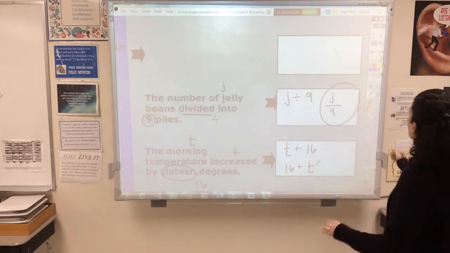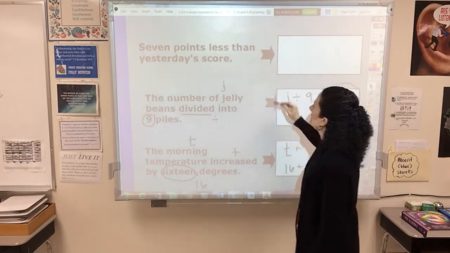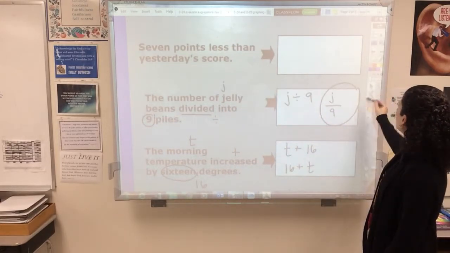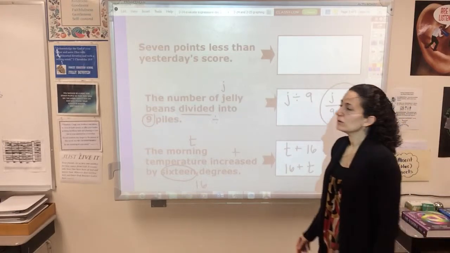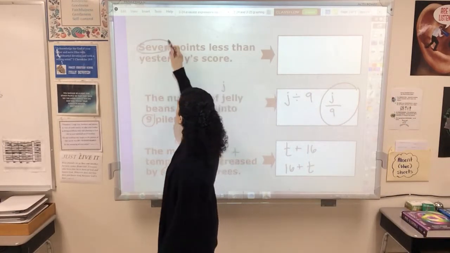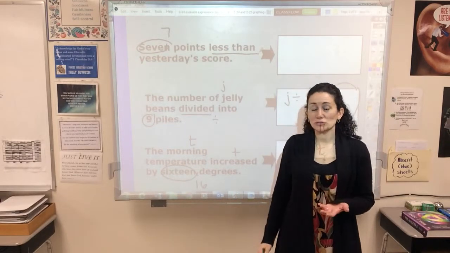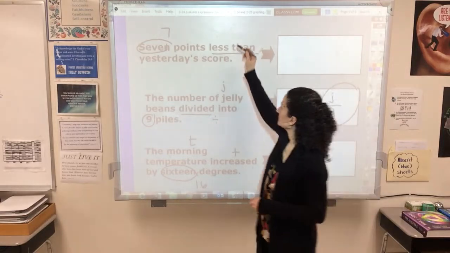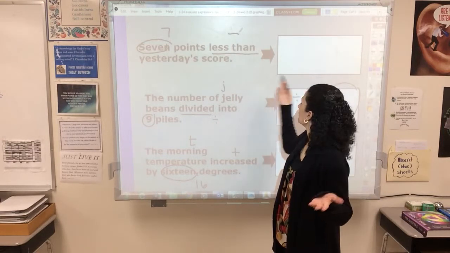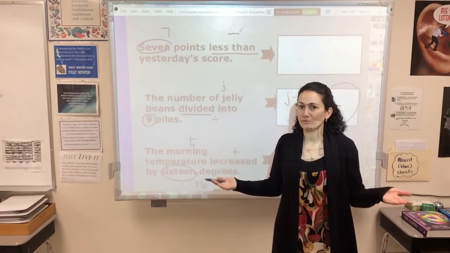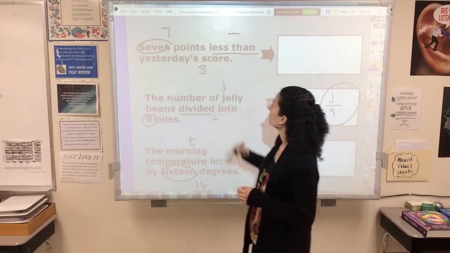Okay, let's look at one that is a little bit harder. 7 points less than yesterday's score. Okay, well, I've got this 7. That's an easy part, 7. I've got the word less than. If you look at your chart, less than means subtract. So I know I'm going to subtract. Yesterday's score, I don't know yesterday's score. That's my unknown. So that's my variable. I'm going to use S for score.